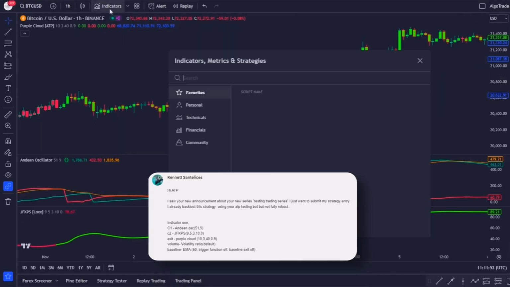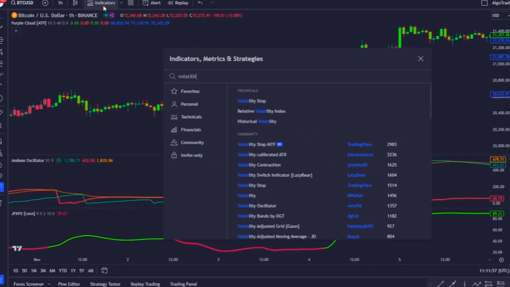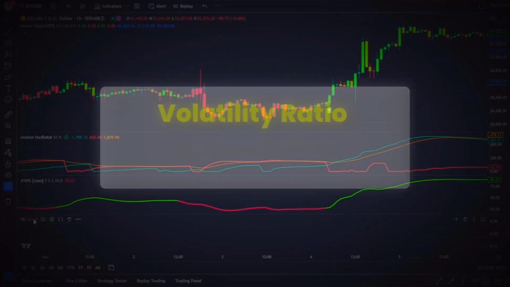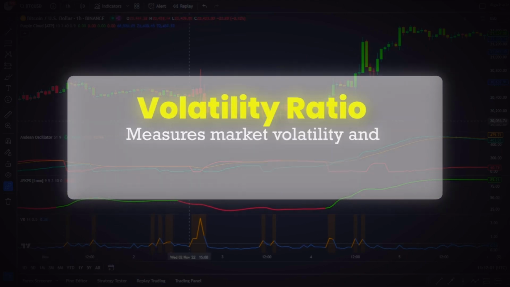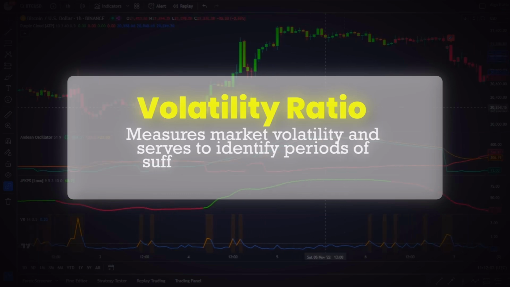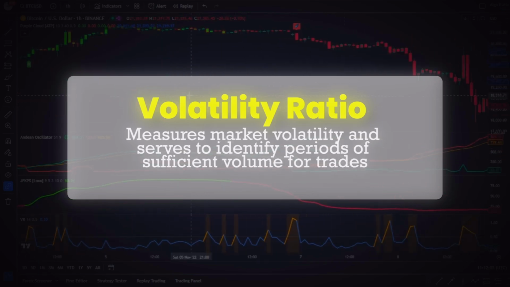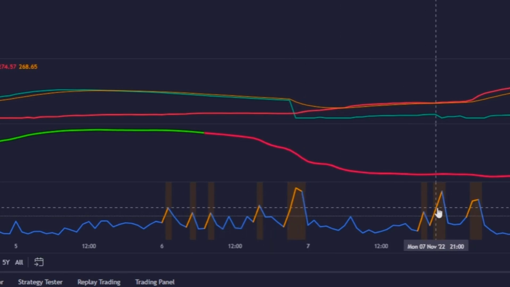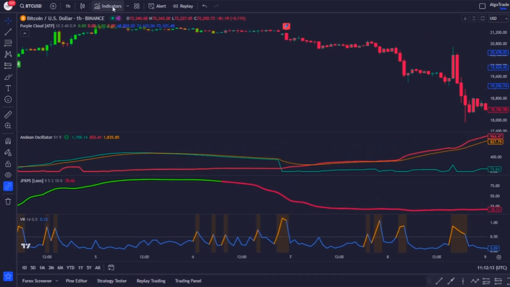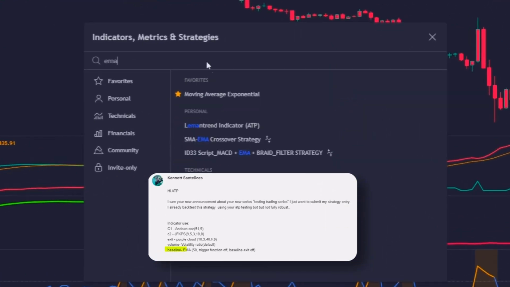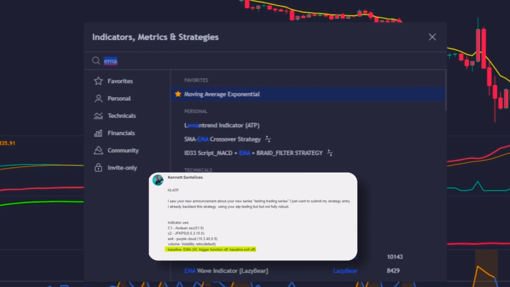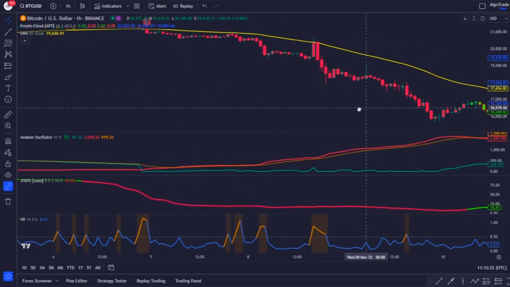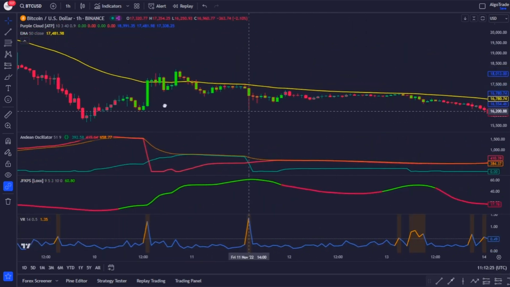Then we need to add a volume indicator, the volatility ratio, with the default settings. As the name suggests, it measures market volatility and serves to identify periods of sufficient volume for trades. So, we will only take a trade when the volatility ratio line is above this level. Lastly, we will add a baseline indicator, a 50-period exponential moving average. This will help us align trades with a major market trend, further reducing false signals.